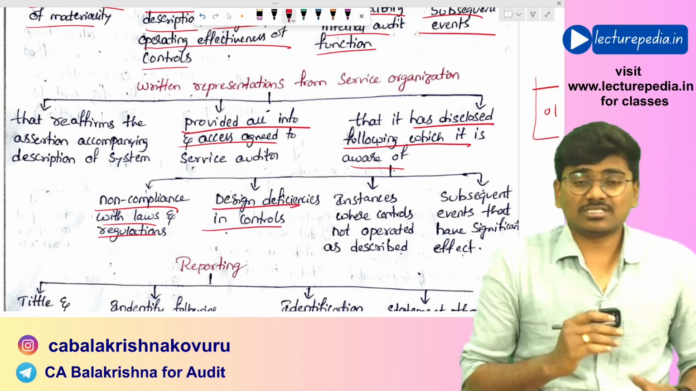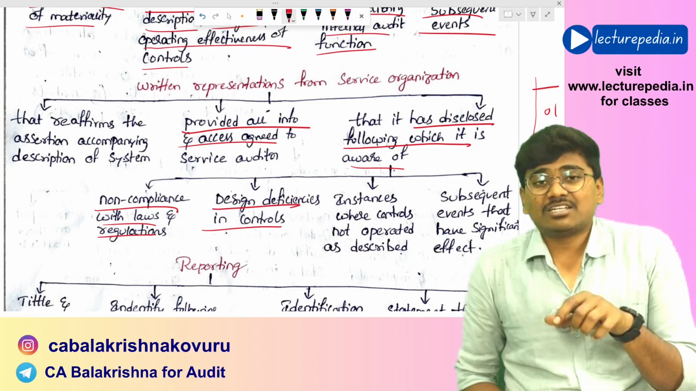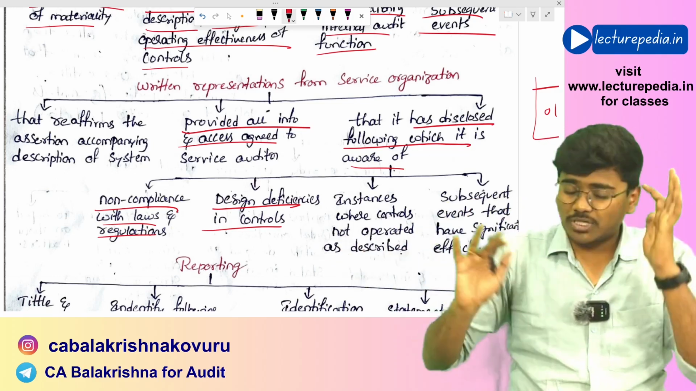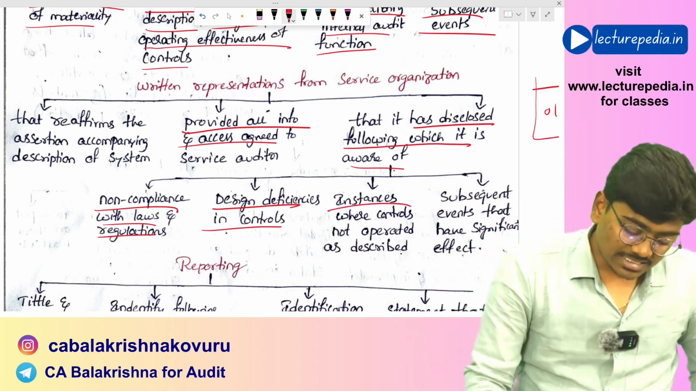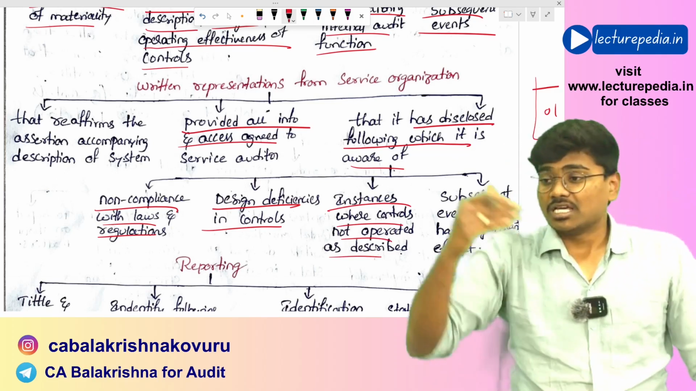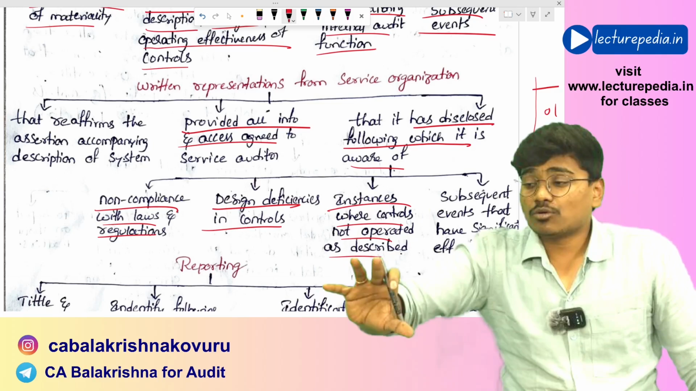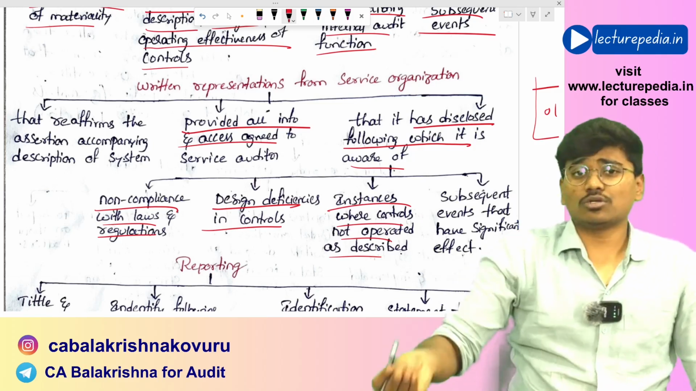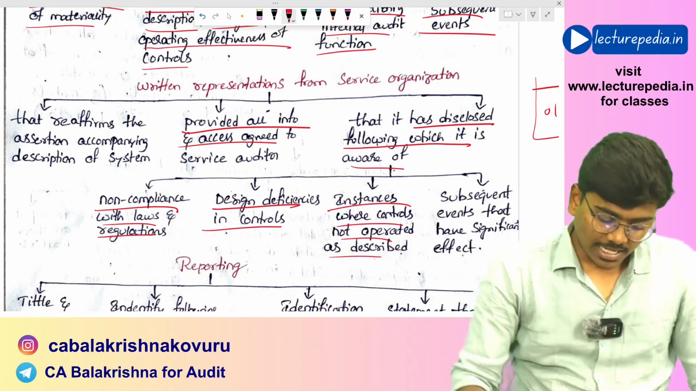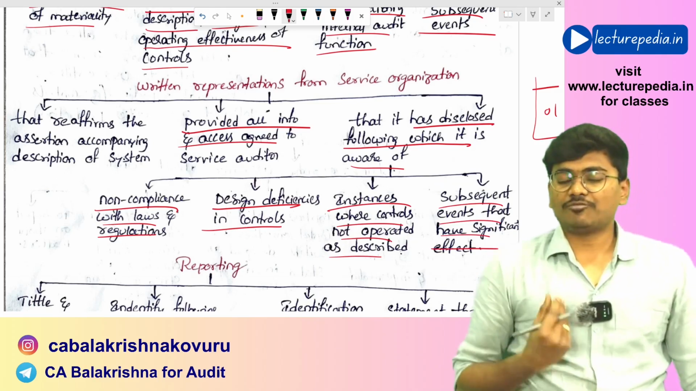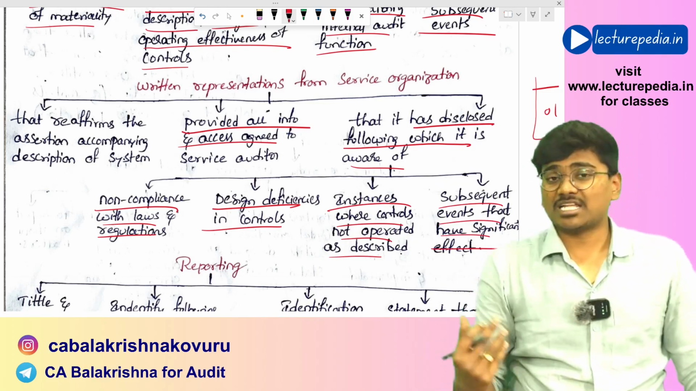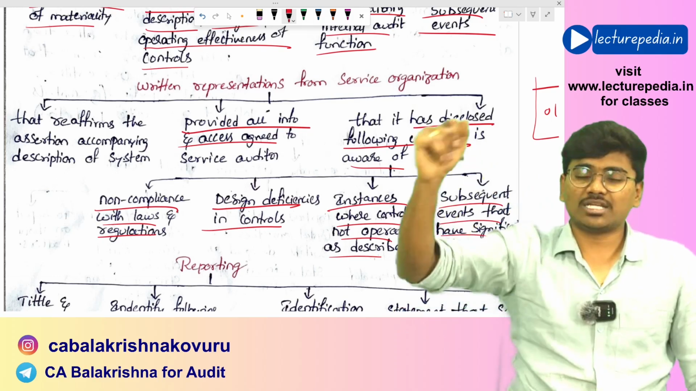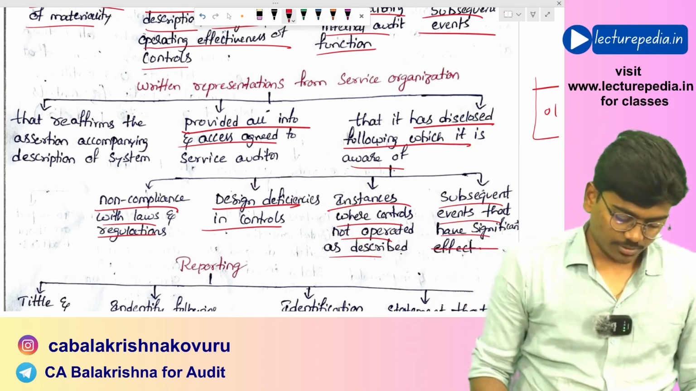Next, design deficiencies in internal control. If management has identified any deficiencies in the design of internal controls, those have been properly disclosed to the auditor. We have not hidden any of them. Next, instances where controls not operated as described. If there are any instances wherein the controls have not operated as described in the description of the system, we have disclosed them to the auditor. We have not hidden them. And subsequent events that have significant effect. If management has identified any subsequent events which it feels have a significant effect on the description of the system, we have disclosed them to the auditor. We have not hidden them. Regarding this, written representation must be given.